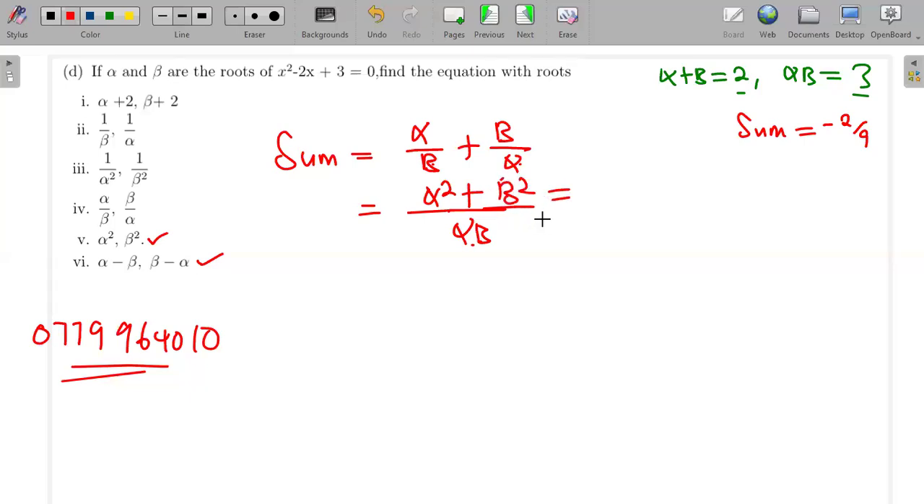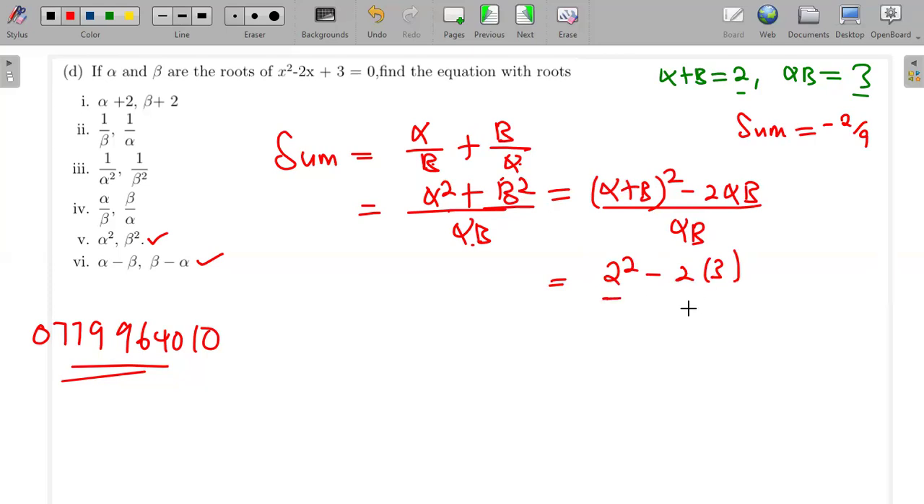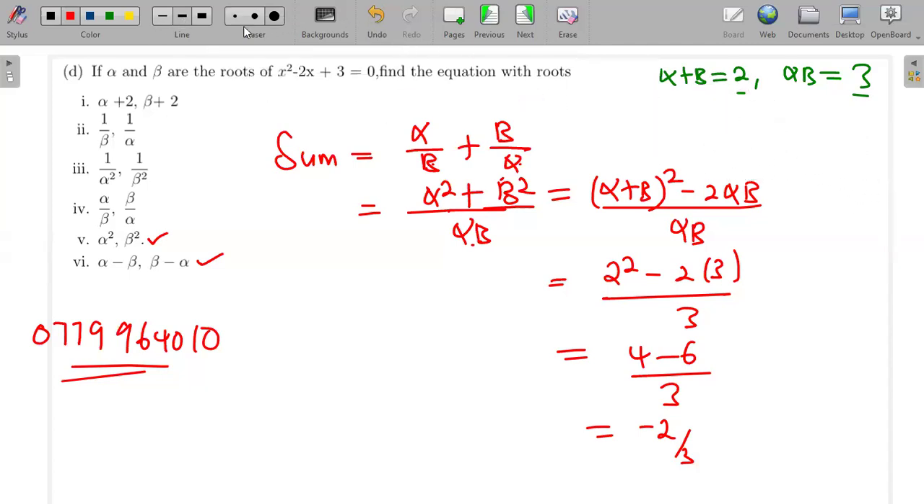So I know the identity for this. That will just be (alpha plus beta) squared minus 2 alpha beta, divided by alpha beta. So alpha plus beta is 2, squared, minus 2 multiplied by 3, divided by 3. So this will just be 4 minus 6 divided by 3. So this will be minus 2 over 3. All right, so my sum for this case will be minus 2 over 3.